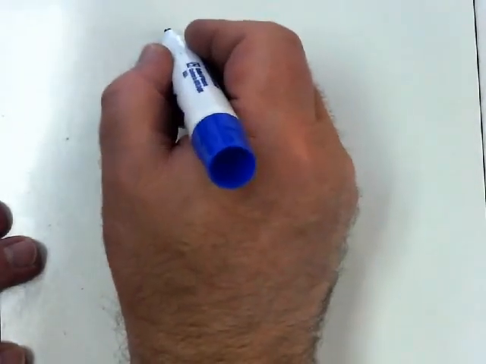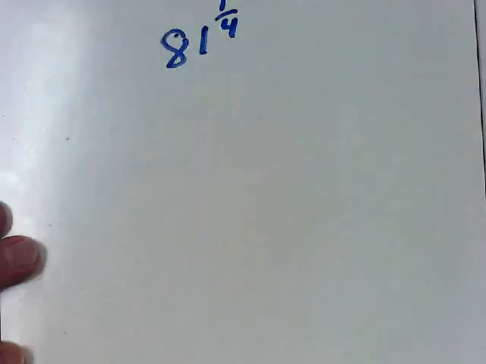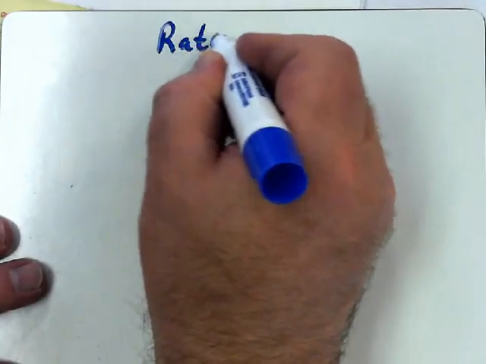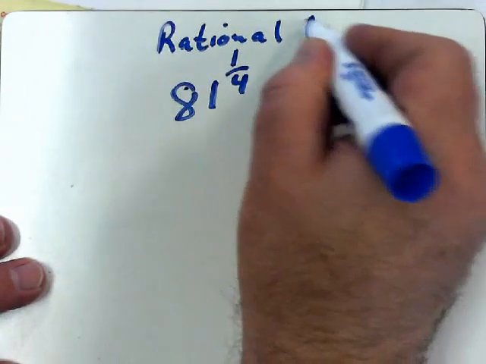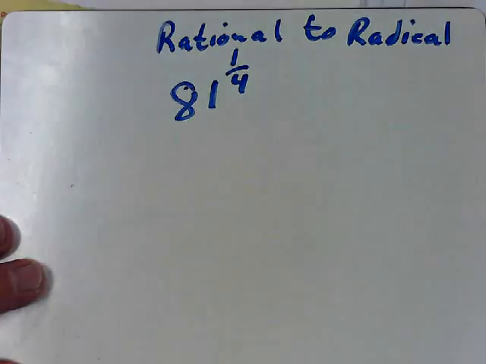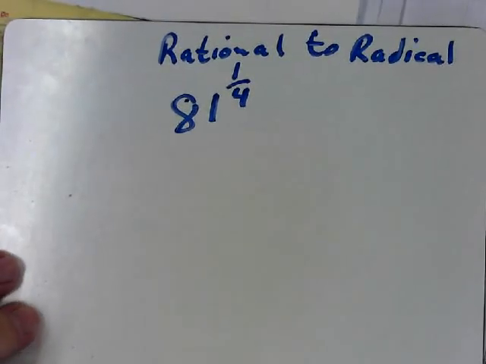Changing from a rational exponent. Yep, we're going to go from rational to radical. Okay? Going from rational to radical.